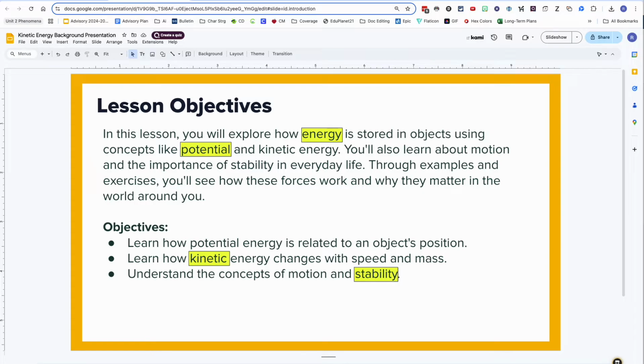Objectives. Learn how potential energy is related to an object's position. Learn how kinetic energy changes with speed and mass. Understand the concepts of motion and stability.